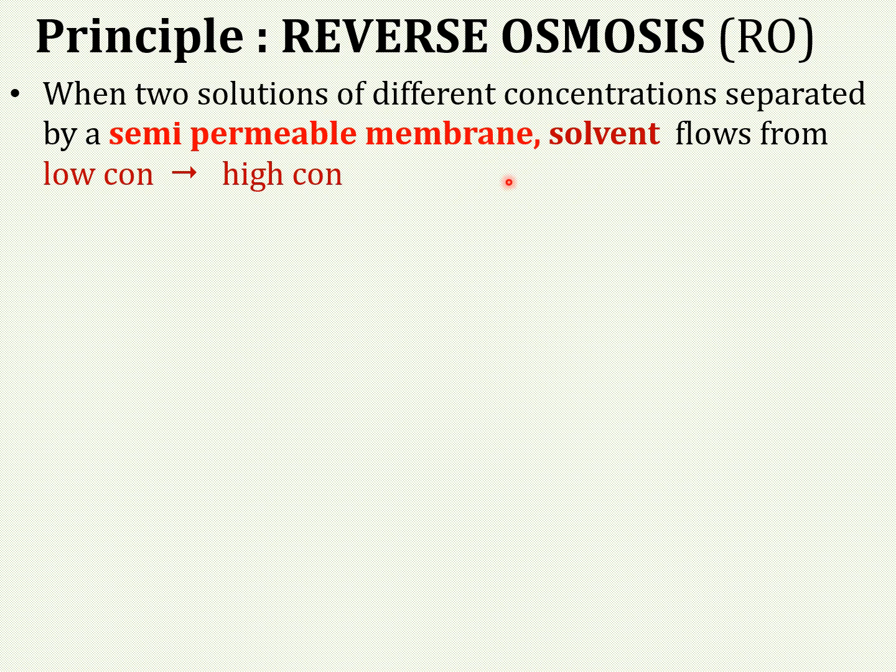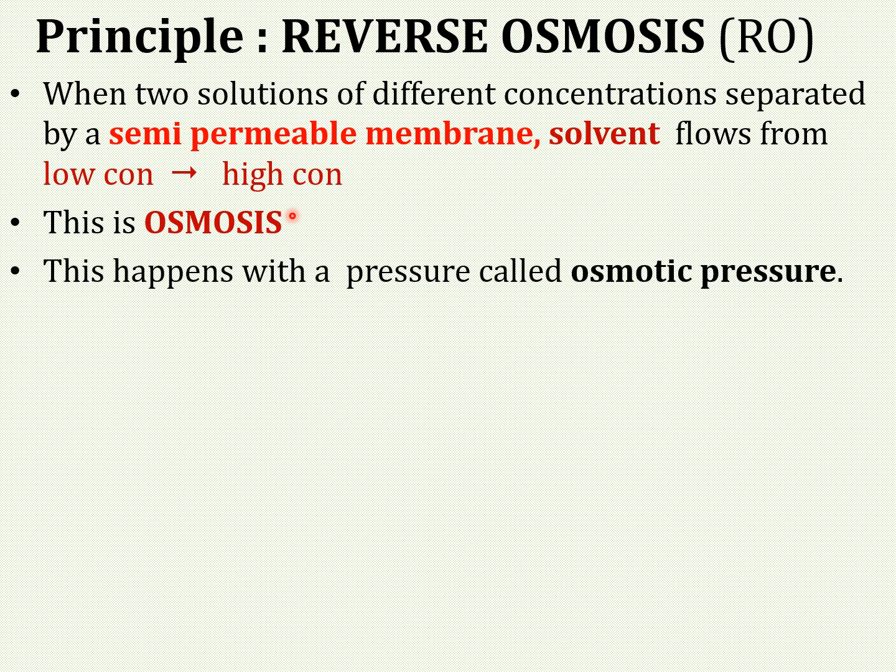Now then what happens? The solvent molecules will flow from the lower concentration to the higher concentration. Please note that each word. It is the solvent molecules which are moving, not the solute molecules. And they move from the lower concentration to the higher concentration. This process is called osmosis, and this flow happens with a particular pressure called the osmotic pressure.